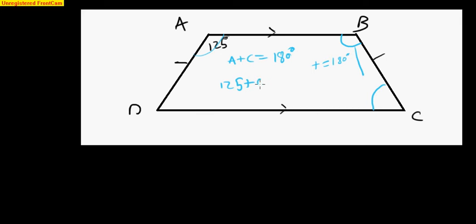125 plus C is equal to 180 degrees, and that's going to come out to be 55 degrees. So C is equal to 55 degrees. In addition, B would be 125 degrees and C would be 55 degrees. Alright, now let me clean this up.